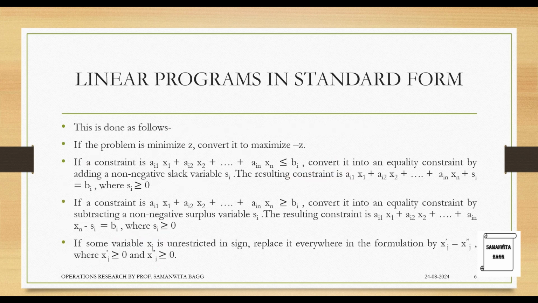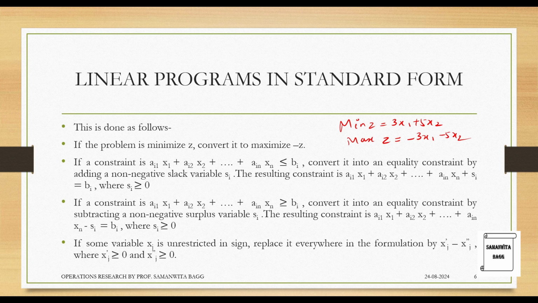So this is done as follows. If the problem is minimize Z, convert it into maximize minus Z. Now how do you do it? Suppose your problem is given as minimize Z, you should write maximize and the Z equation. Suppose you had minimize Z is equal to 3x1 plus 5x2. If you have to convert it to standard form, you will write maximize Z is equal to minus 3x1 minus 5x2. So it completely changes its sign.